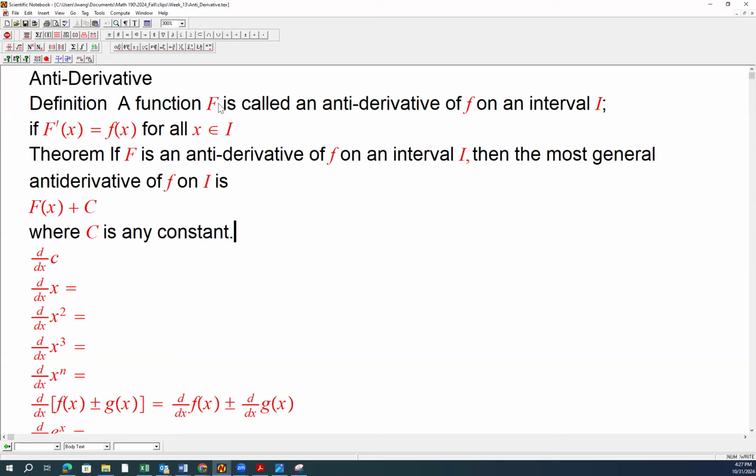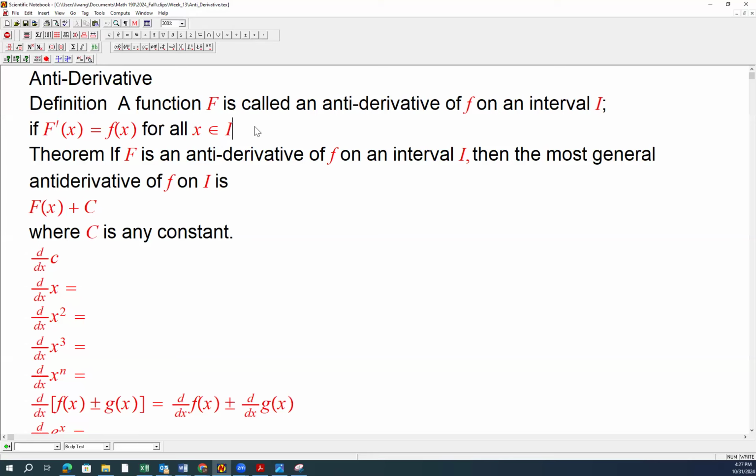A function capital F is called an antiderivative of f on an interval I if capital F, when we take its first order derivative, equals the lowercase f of x for all x in that interval. And we say capital F of x is the antiderivative of the lowercase f of x.